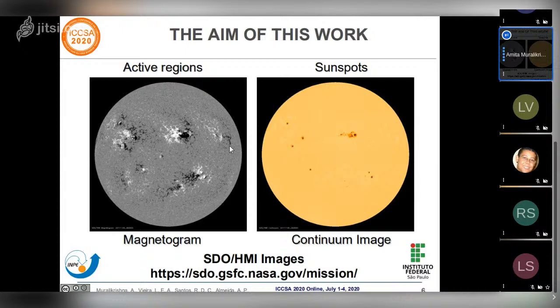If you take a look at both images, we can observe that the sunspots and their active regions occur on the same regions of the solar disk. That is why the sunspots appear only when the disturbance is very deep.